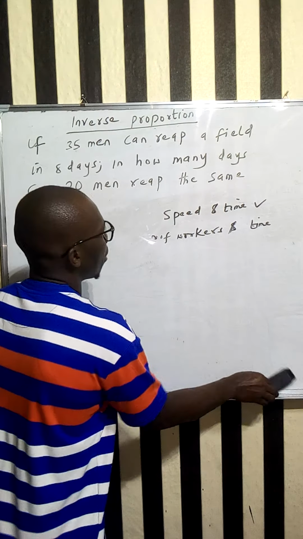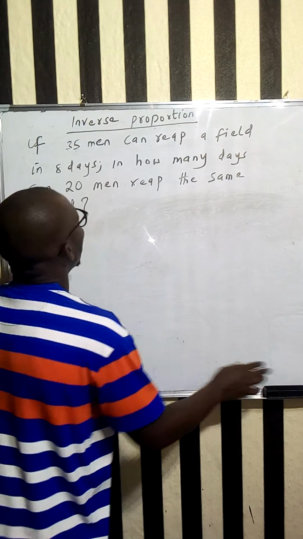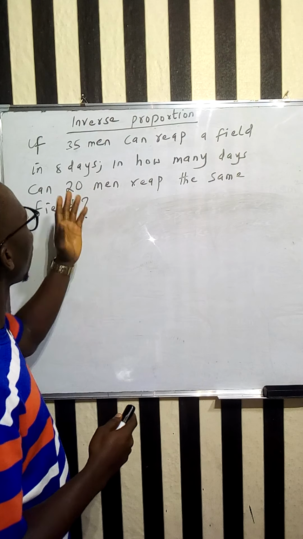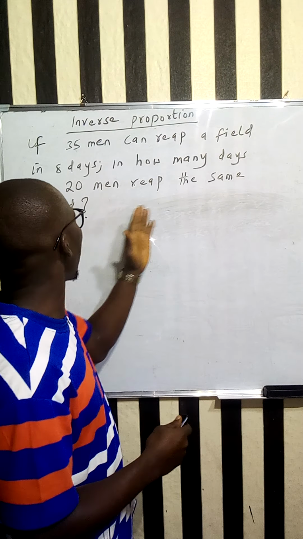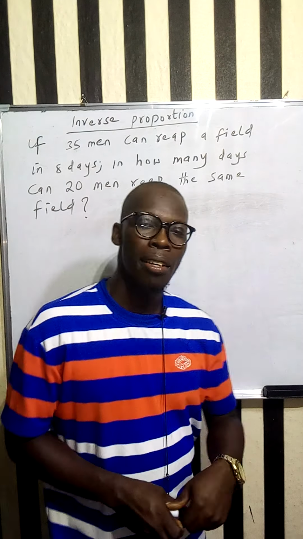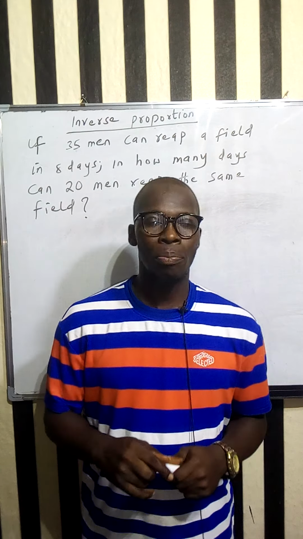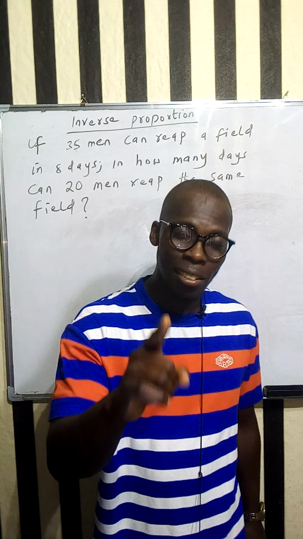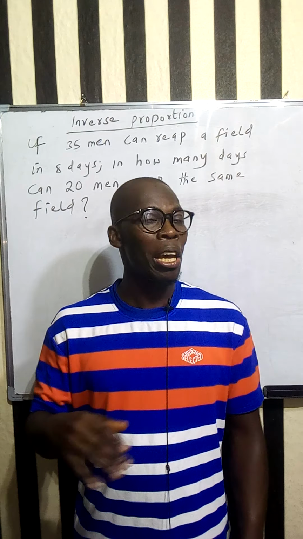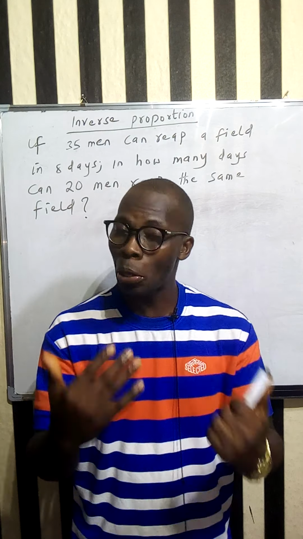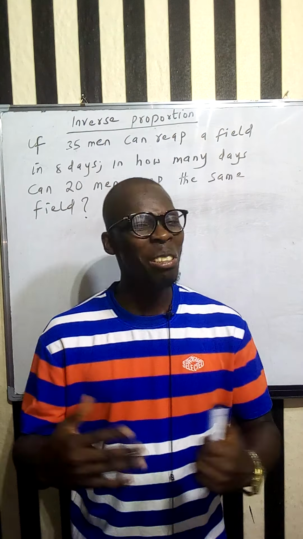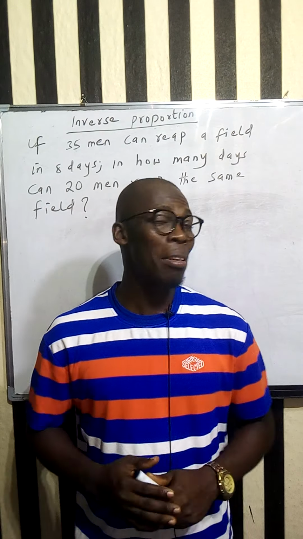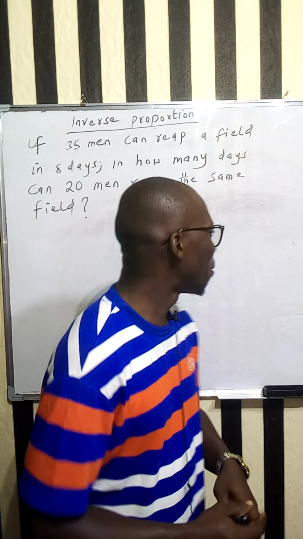Now, let us look at the question. The question says, if 35 men can reap a field in 8 days, in how many days can 20 men reap the same field? Now, how are you going to do this kind of question? It's very, very simple. Please take your time, understand the question, and there is a hint I'm going to use for you, so that whenever you come across direct proportion or inverse proportion, you will solve it without wasting much of your time.